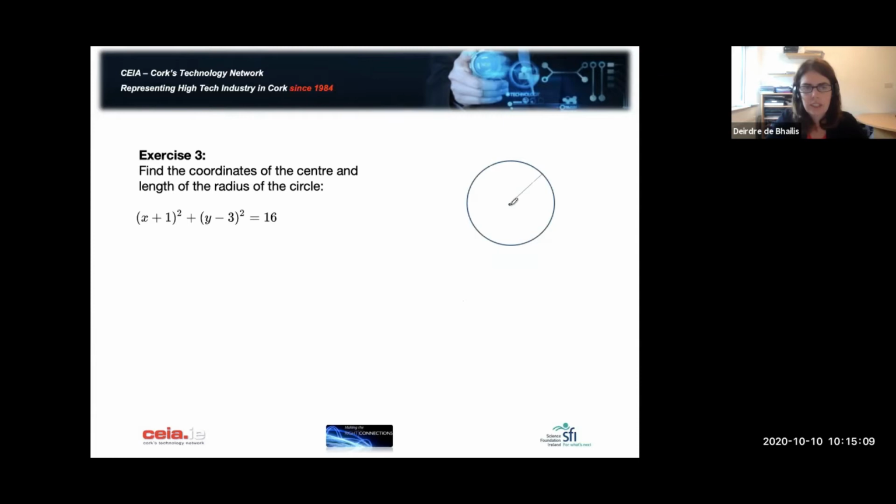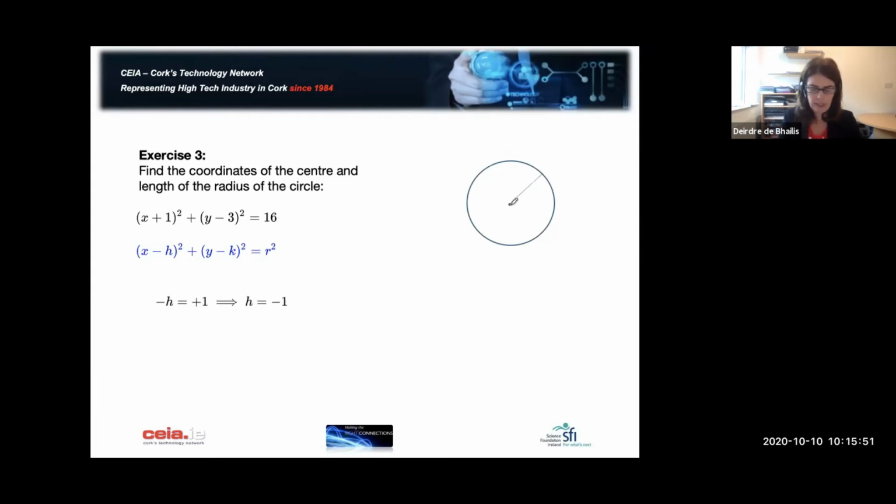So exercise 3. Find the coordinates of the center and length of the radius of the circle. So these are very typical, I suppose, part A questions for the Leaving Cert exam. You will either be given some information about the circle and asked to calculate its equation, or you'll be given the equation and asked to find the center or the radius of the circle. So taking a look at the equation here, what we need to do is go to our mathematical tables again, and we need to match it up to the general equation.